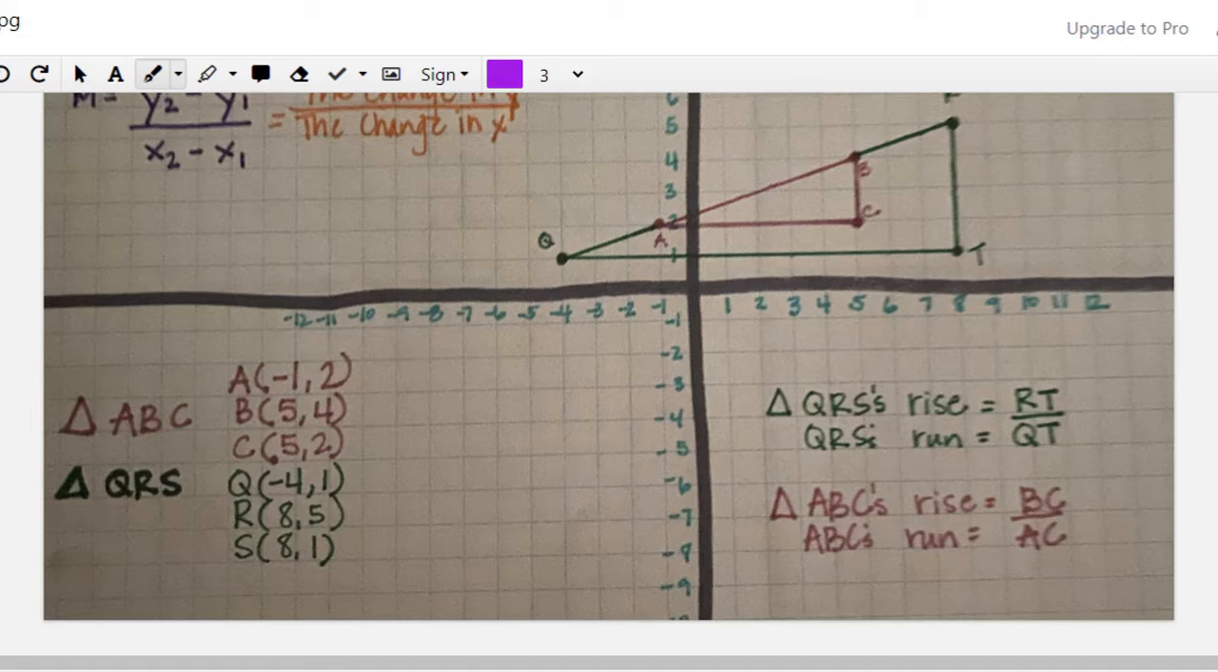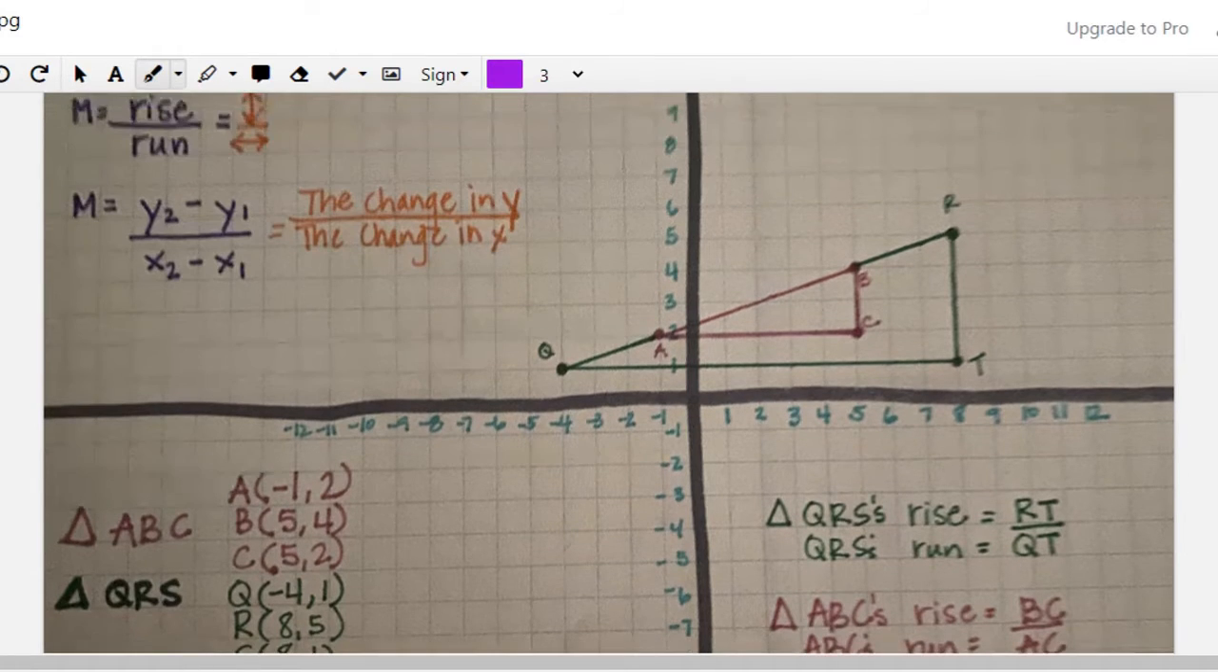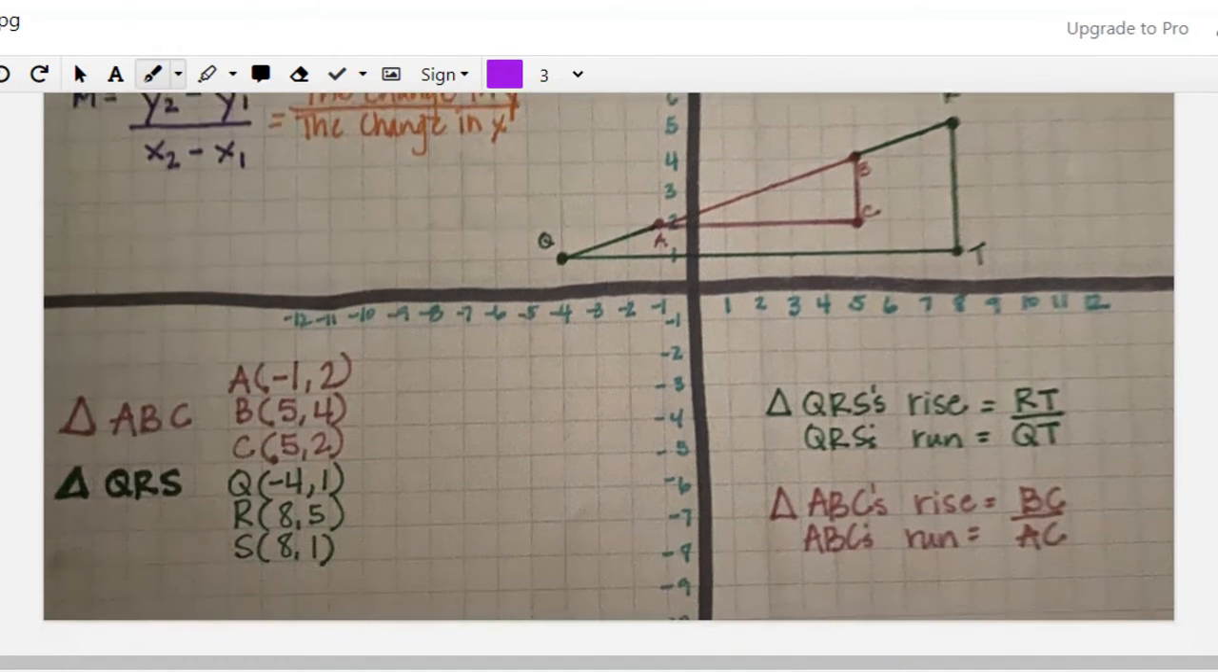Then we have triangle QRS. Q is (-4, 1). So I went in a negative direction on the number line and then up in a positive direction for Q. Then there is R, which is (8, 5). So I came over to 8 and then I went up 5, and that would be R. And S is (8, 1). So I go over 8, 1.